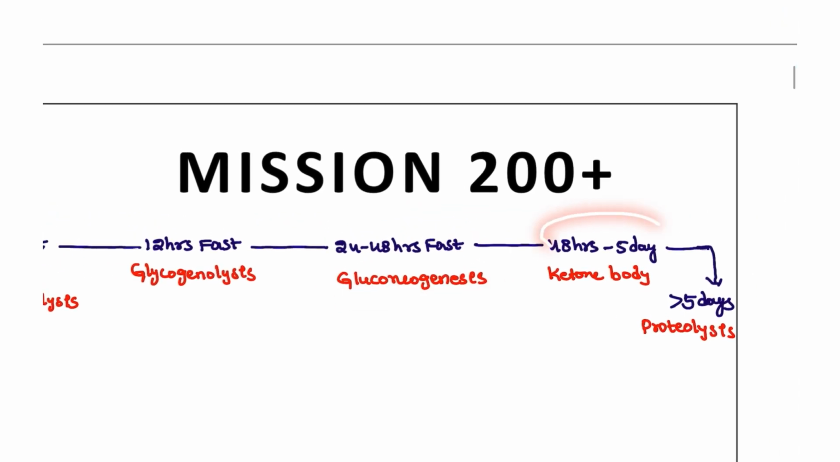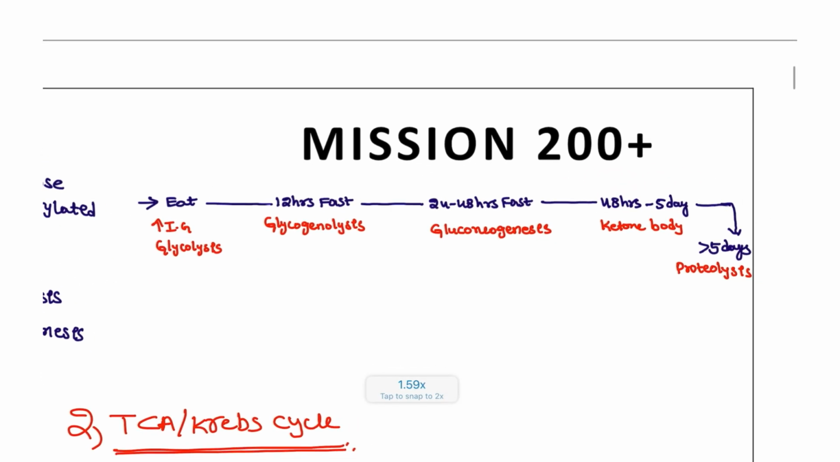Next, 48 hours to 5 days. That means your body is going to use the ketone bodies for energy production. And after more than 5 days, muscles will break down and that will cause proteolysis. This is the pattern whenever you are out of food, in hunger, starvation or the fasting stages.